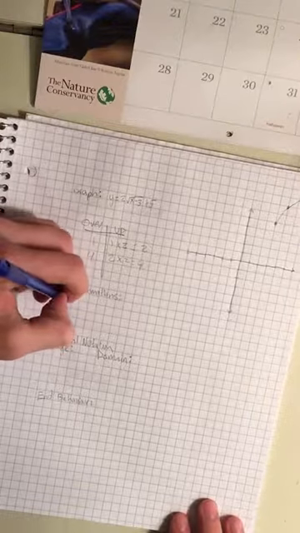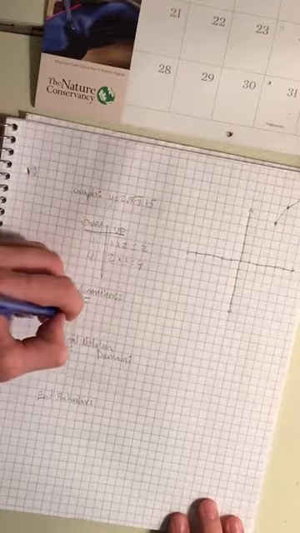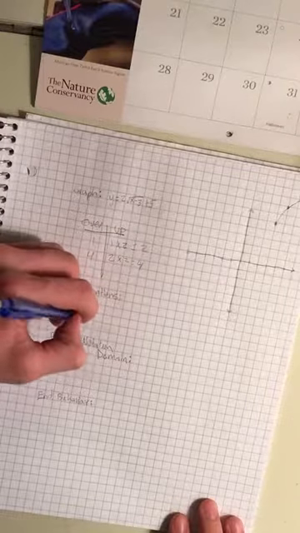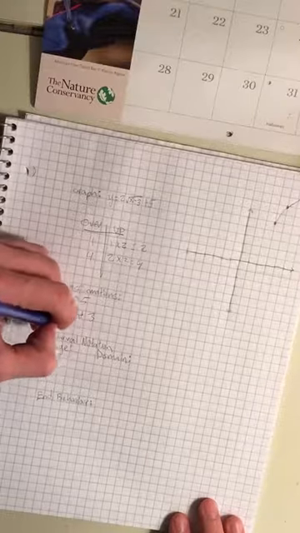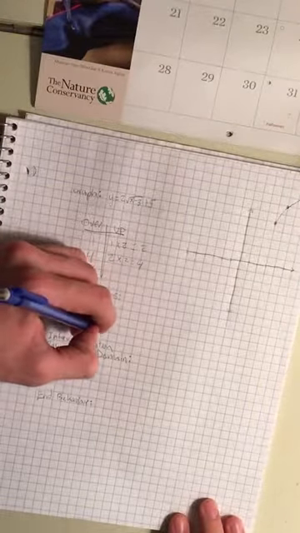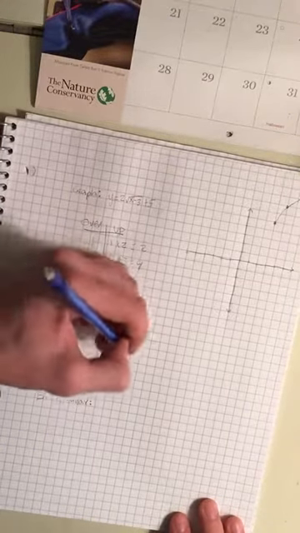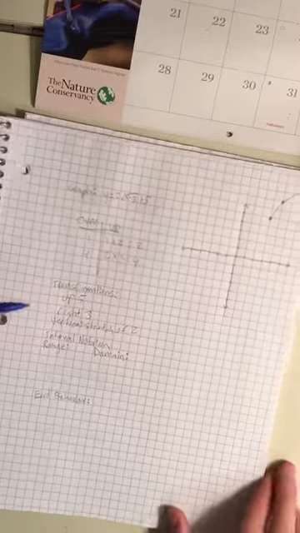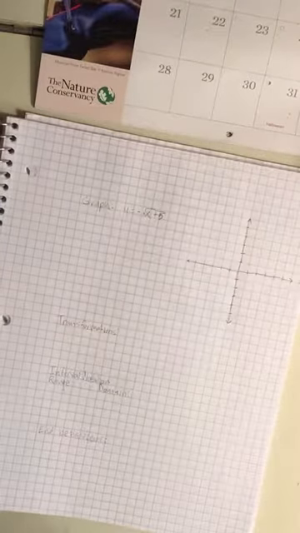Transformations here are going to be up 5, right 3, and a vertical stretch of 2. And these are going to be the same.